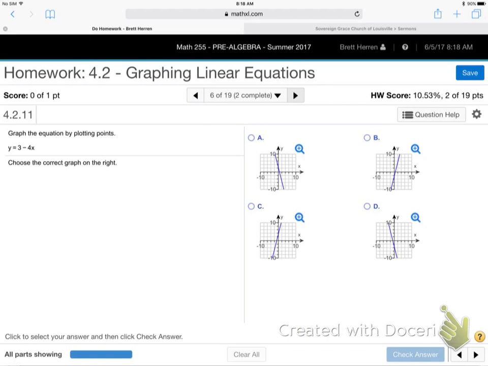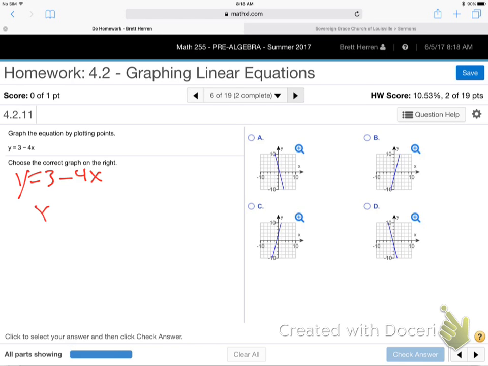Okay, so all that was kind of just getting us warmed up. Now they're giving me y equals 3 minus 4x. And they want me to graph the whole thing. Like, they're not giving me any points or anything. They just want me to do the whole thing. Is this making sense?